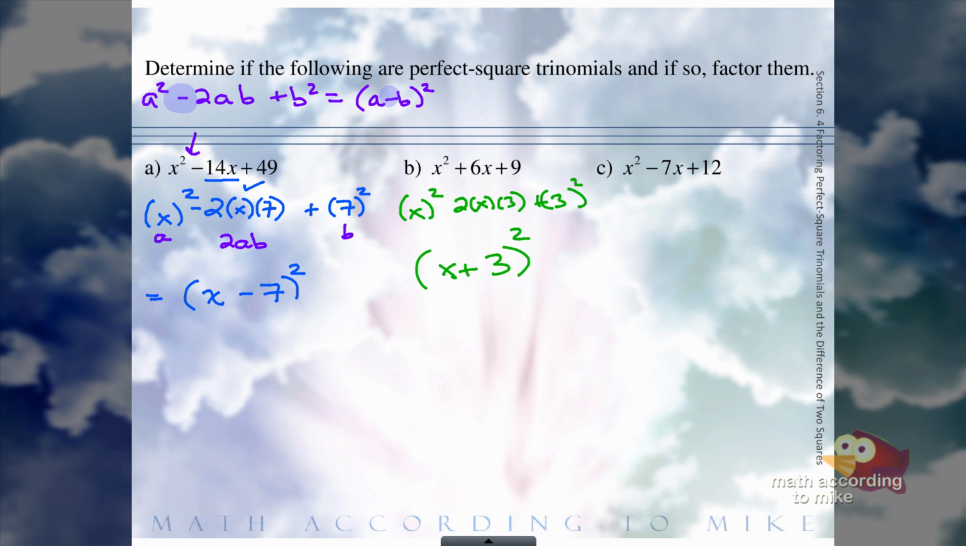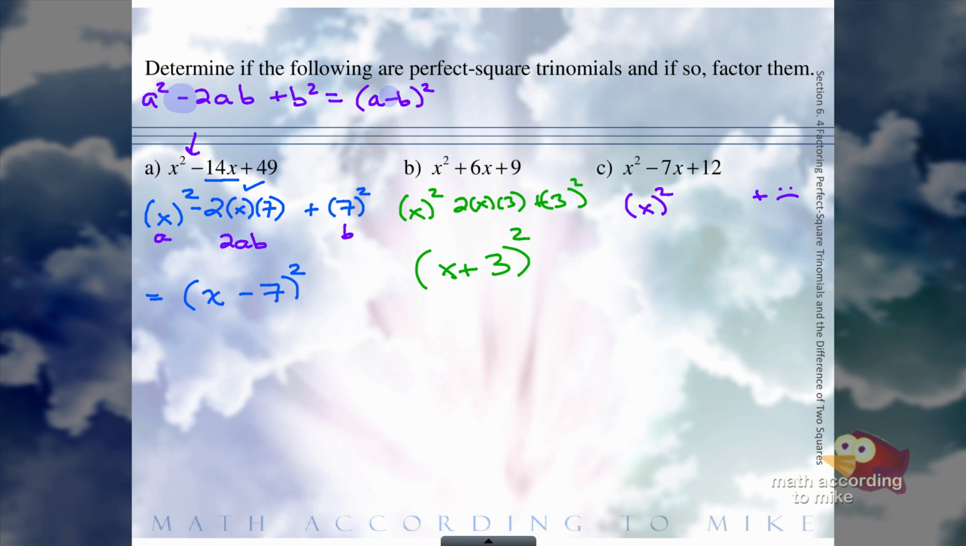Part C. What squared is x squared? x. What squared is 12? Sadly, we'd get into something called the square root of 12. 12 is not a perfect square. So C is not a perfect square trinomial.